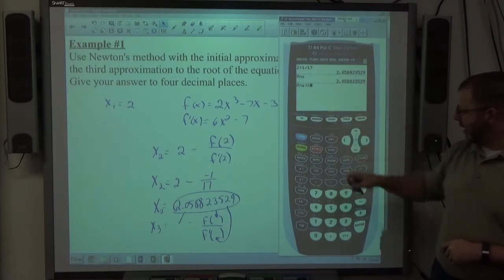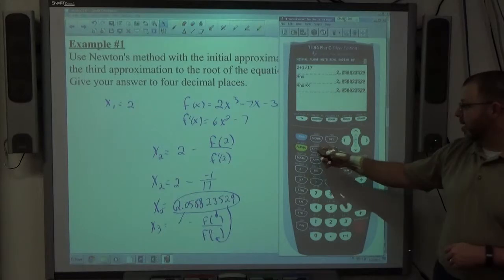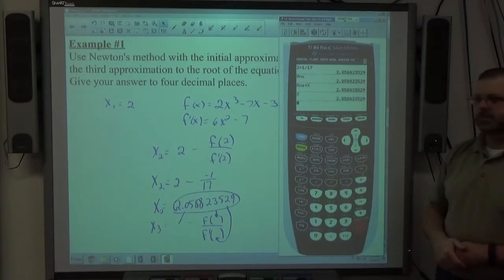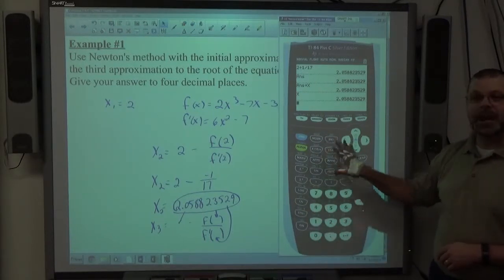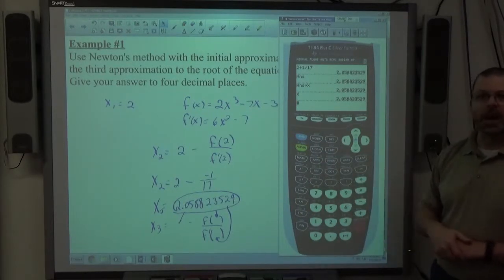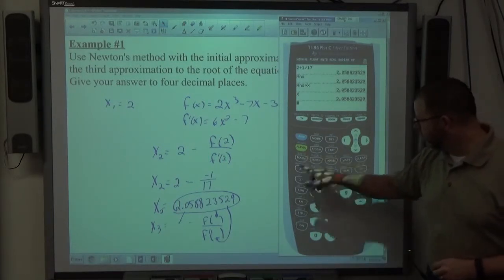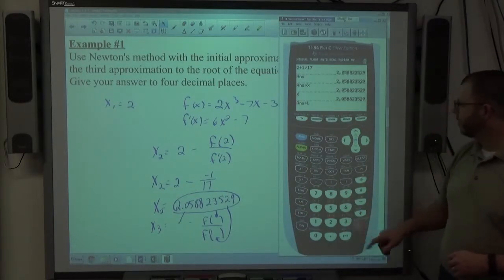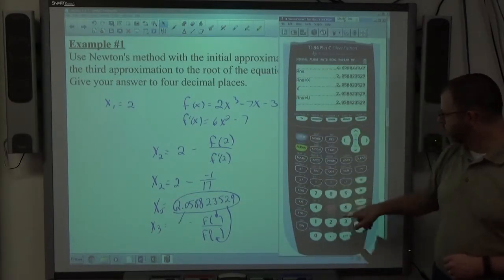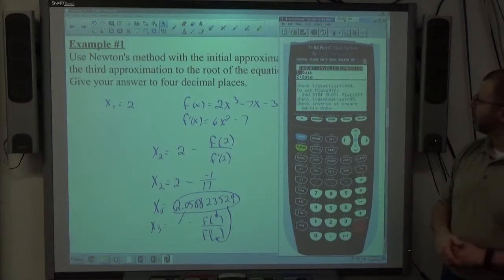If I do that, answer store x, watch what happens anytime I hit x. It's that number. Alright, so the store key right above the on key. You can name it any letter you want to. I like x because I don't have to hit any alpha buttons. I just hit the x button. But I could also store it, answer store. I could store it as u if I felt like it. Now if I hit u, every time I hit u, oh, invalid dimension.